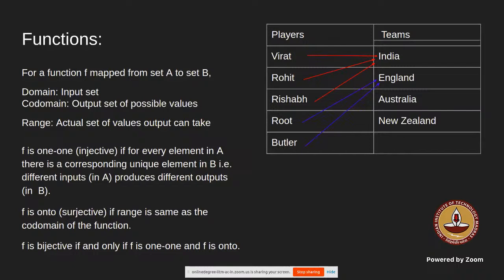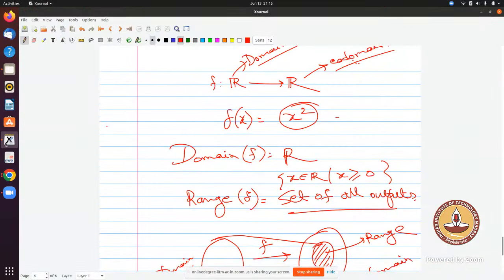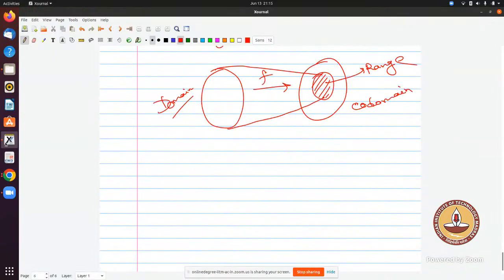Codomain can have two different pre-images, but a pre-image cannot have two different images. An image can have different pre-images, that can happen, but a pre-image cannot have different images. So now there are two types of functions. One is the one-to-one function.